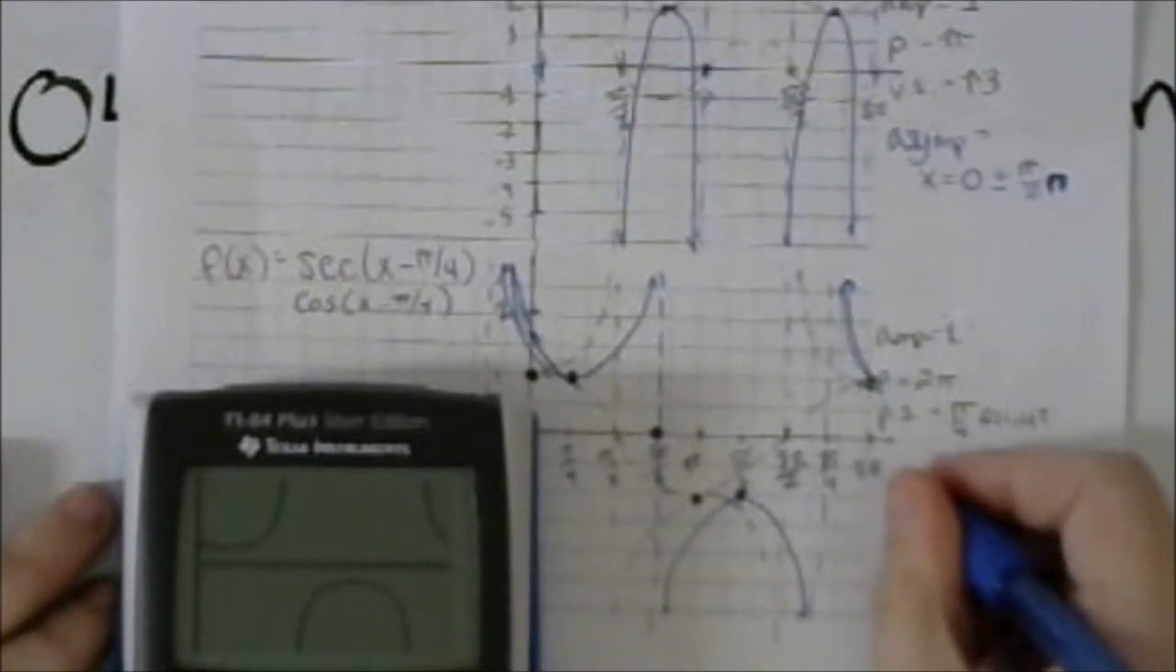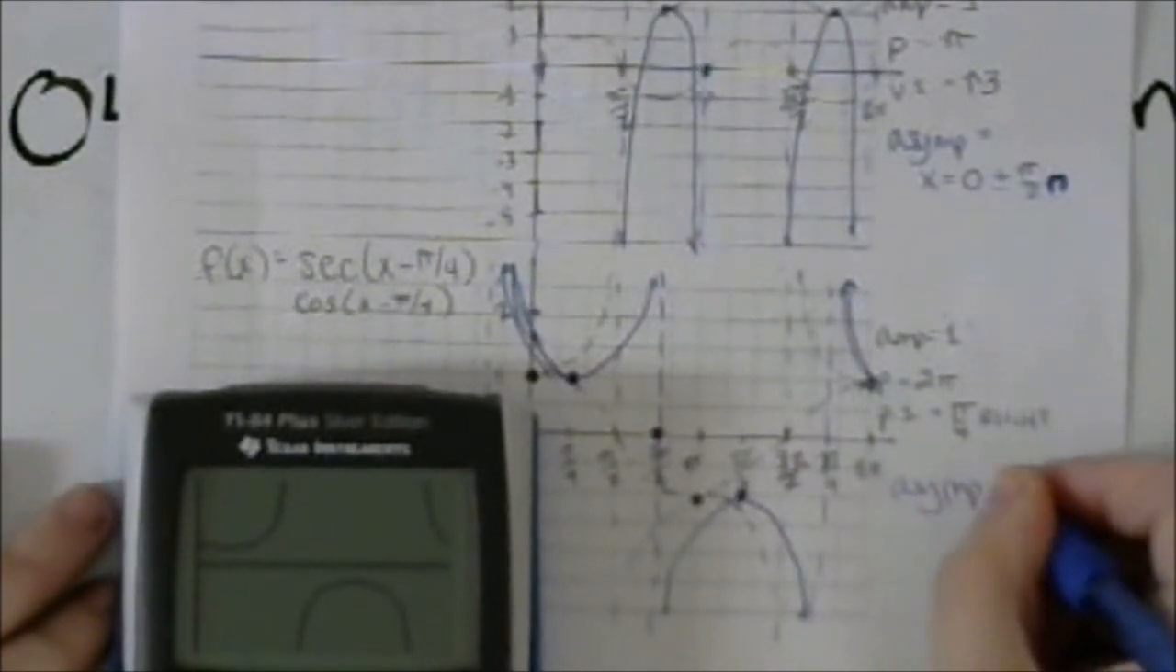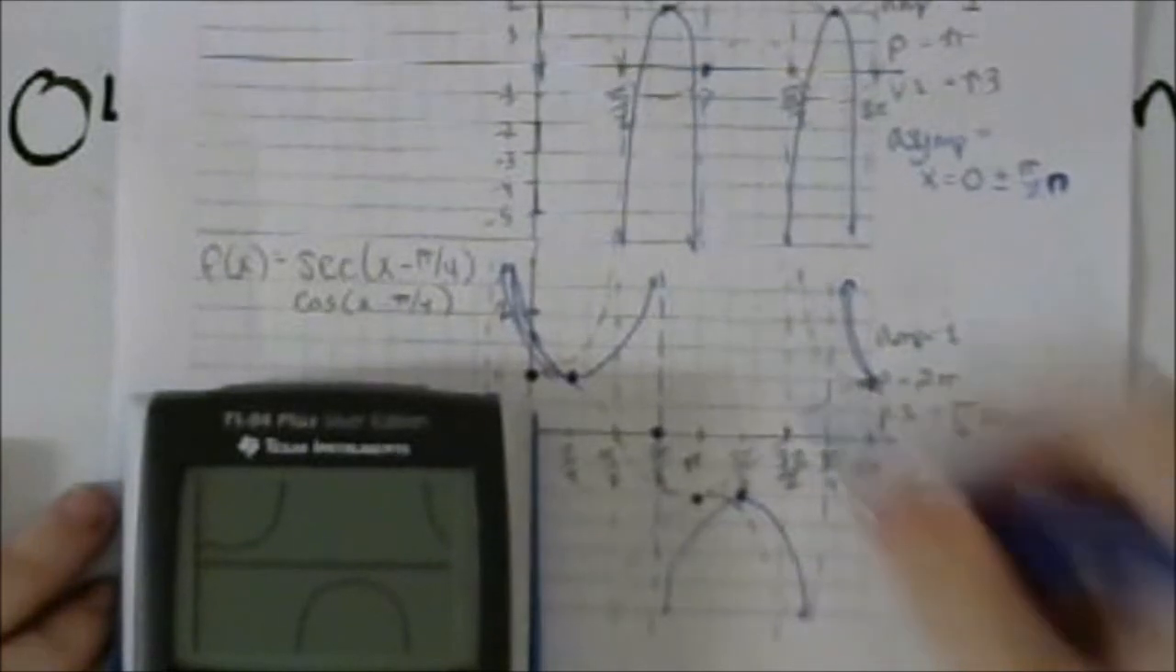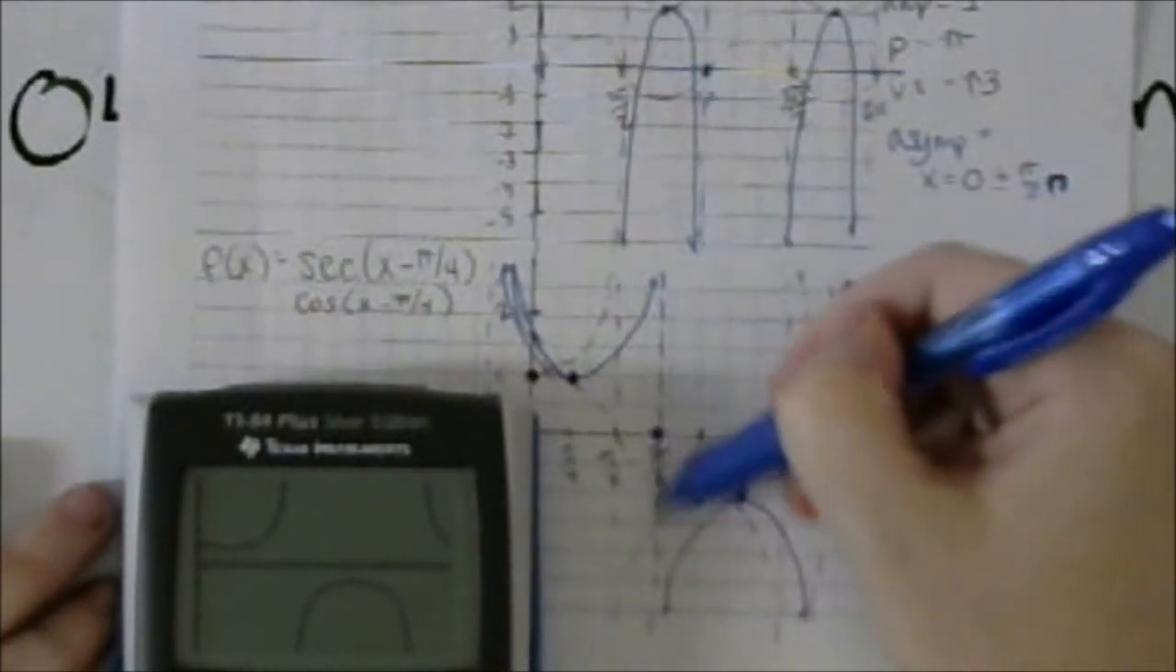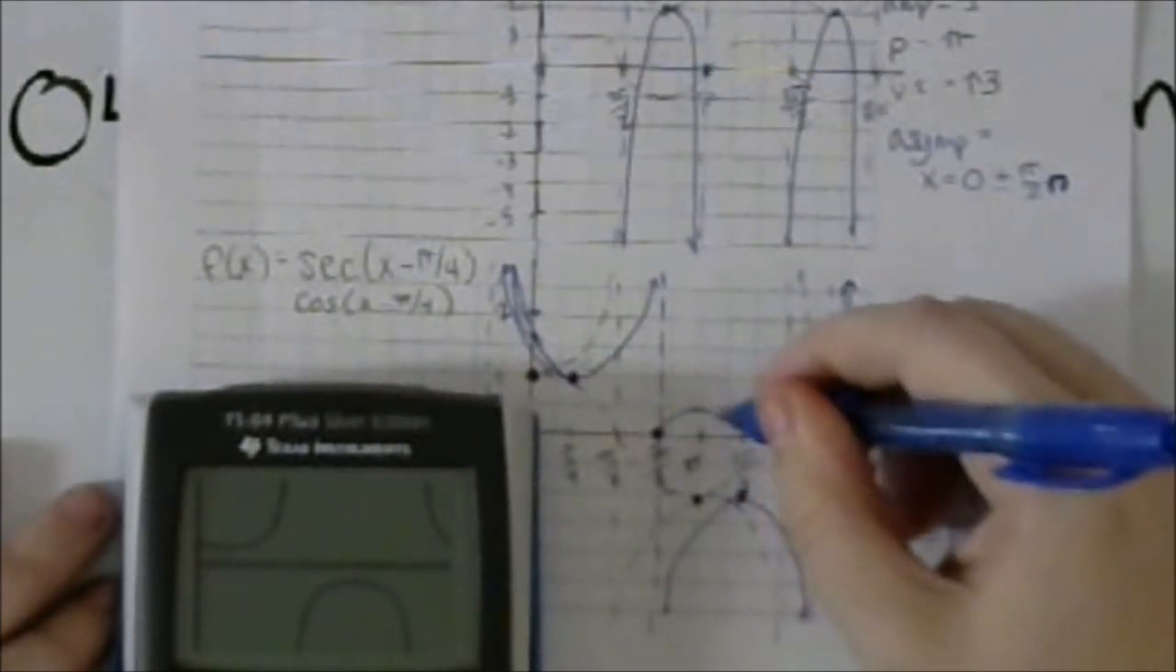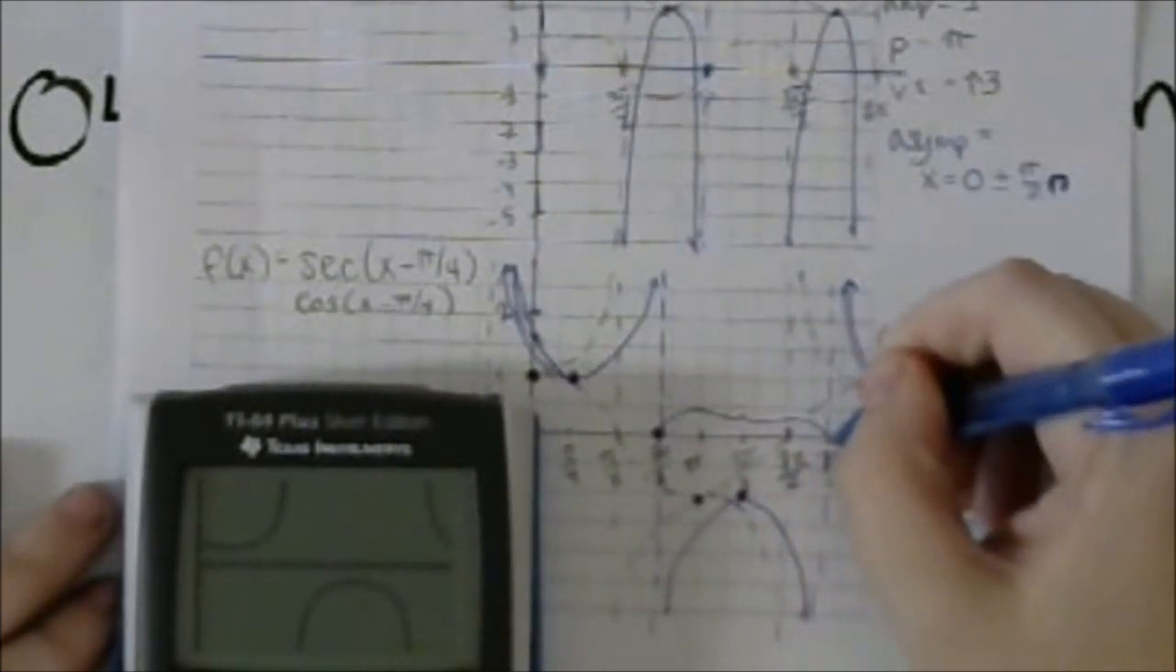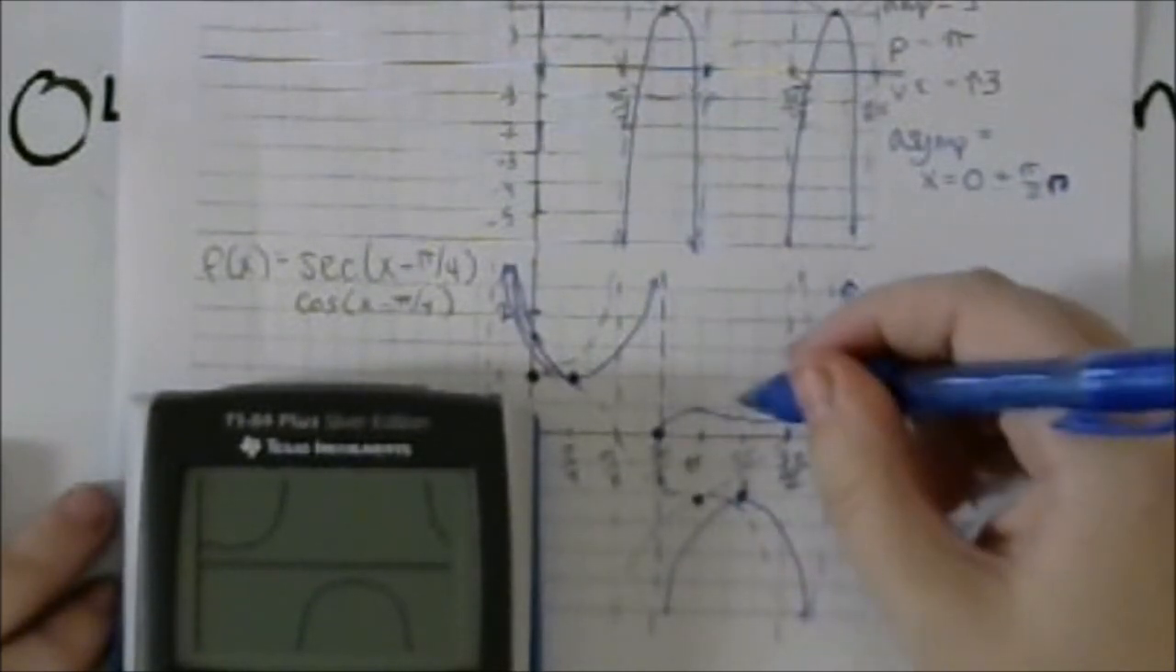Well, where are the asymptotes in this graph? X equals, my first asymptote is here at 3 pi fourths. And the next asymptote isn't until 7 pi fourths, which is a total distance of pi.